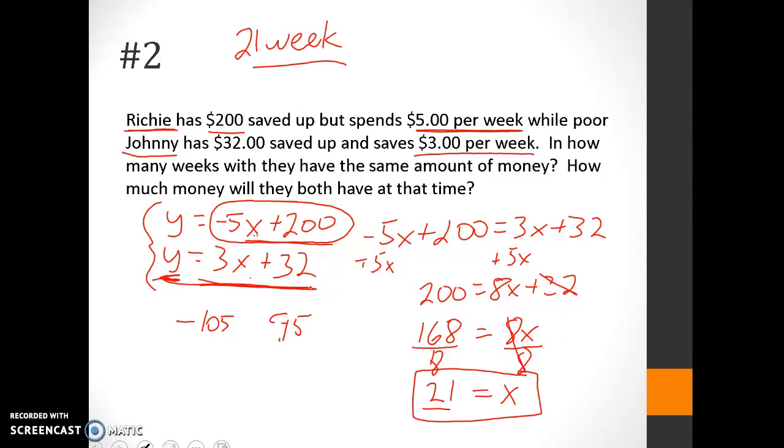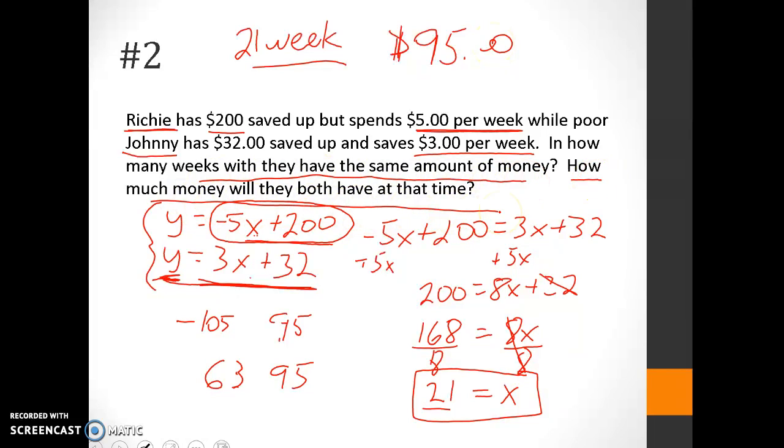If I take 3 times 21, that is 63. And if I take 63 plus 32, that is also 95. So in 21 weeks, they're both going to have $95. So you want to go back to the questions and make sure you answered the questions that they're asking.